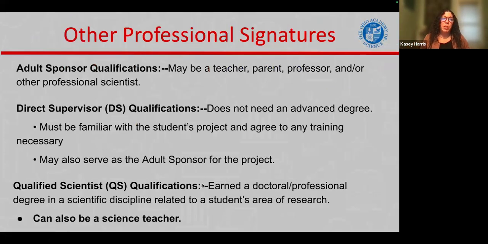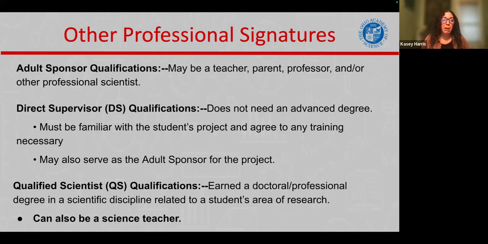So on these forms, you're going to see adult sponsor, direct supervisor, qualified scientist. So wanted to go through who those people can be. So the adult sponsor can be a teacher, a parent, a professor, or a professional scientist. The direct supervisor does not need an advanced degree, but they must be familiar with the student's project and agree to any training that may be necessary for the student to conduct their research. And they can also serve as the adult sponsor.